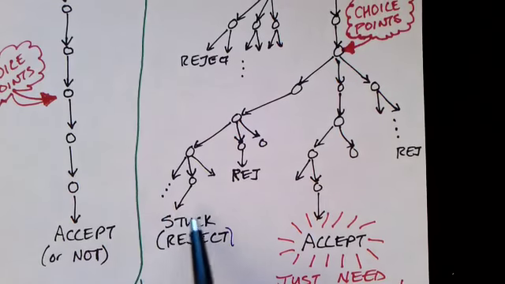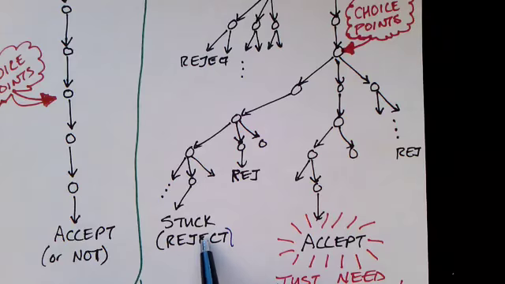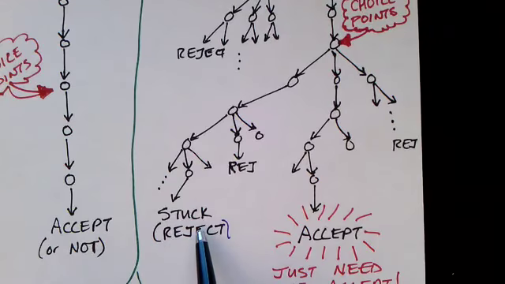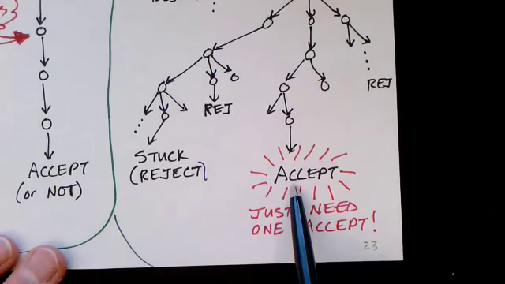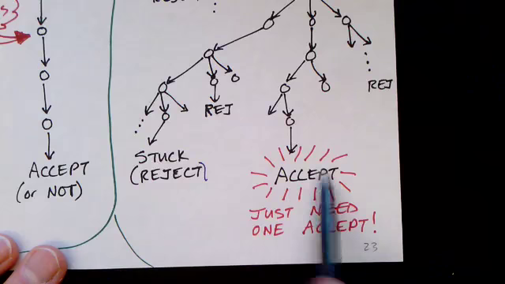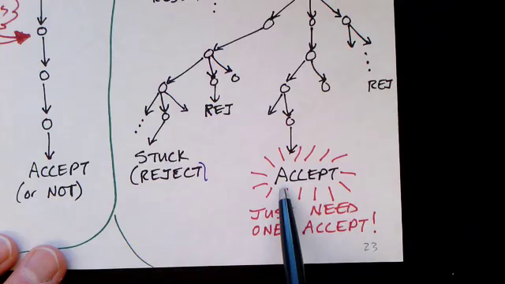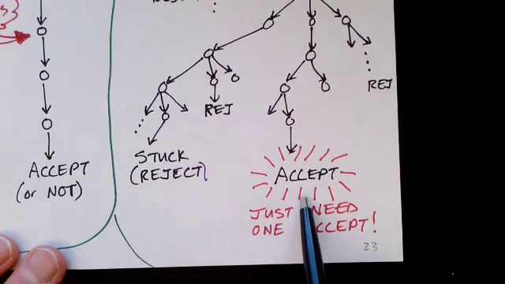So that means we can get stuck at certain points. And getting stuck is equivalent to rejecting. But all we need is one set of choices that will lead to acceptance. We just need one possible way to get from the initial state to a final state. And then we will accept the string.